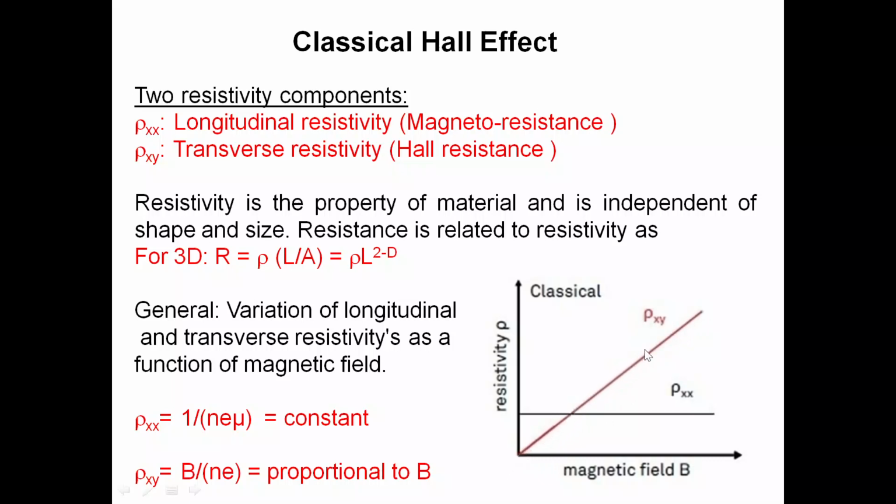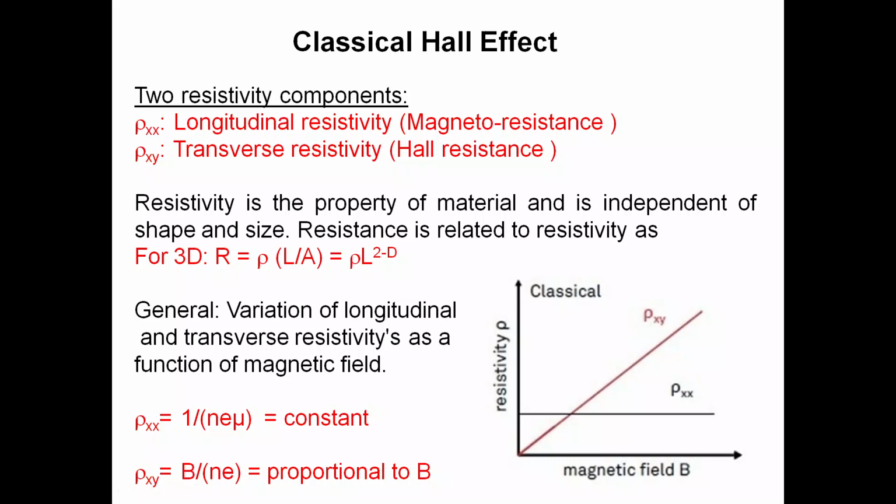This is shown in this graph. So this is linearly increasing with field, and the longitudinal resistivity is constant with respect to field. So no change. Okay, so this is the behavior for the classical Hall effect for a 3-dimensional system in the presence of magnetic field: how the longitudinal and transverse resistivities are varying with respect to magnetic field. So this is all about the classical Hall effect.